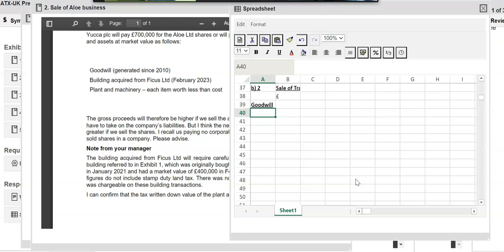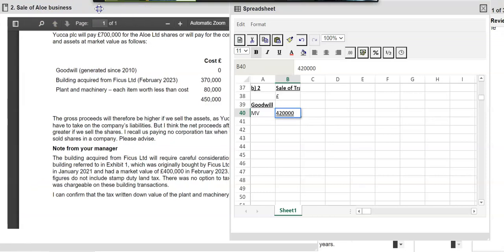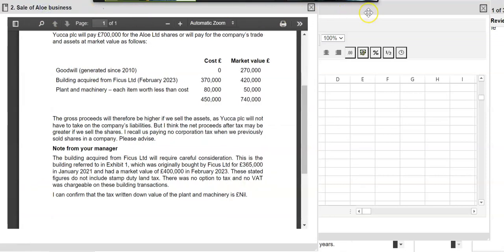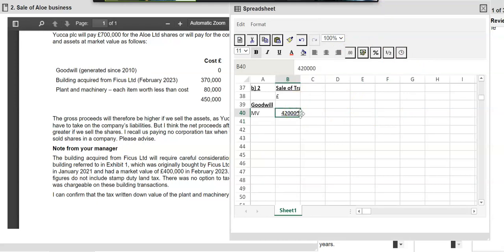So if you go to the goodwill, the market value was how much? 270,000? And 270. Yes. Cost is 0. So this is the capital gain. Actually, I'll write it rather as trading profit.